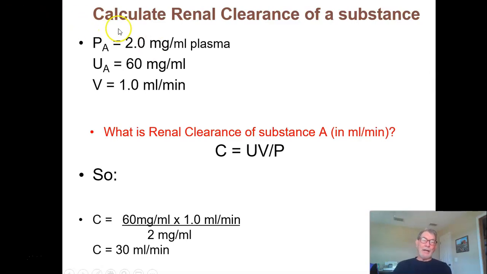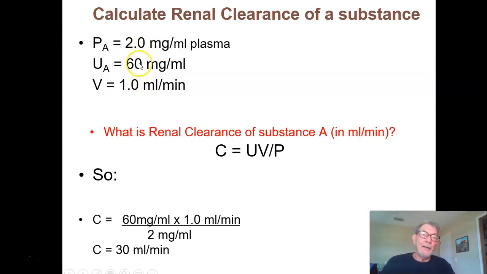Let's do a couple of practice problems. Renal clearance of substance A. You don't pee out adenosine, but substance A, okay? Let's see. You do a urinalysis. You take a blood sample and you find out the concentration of this substance in your plasma, 2 milligrams per milliliter. The concentration in your pee, you measure, is 60 milligrams per ml. Okay, so you must be secreting extra into the pee because this is higher than that.